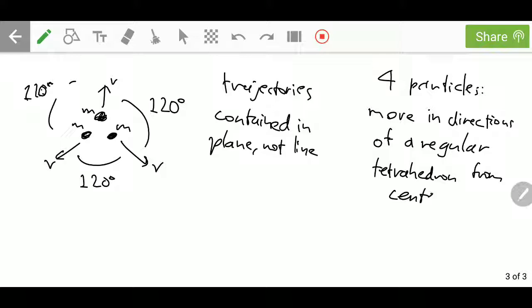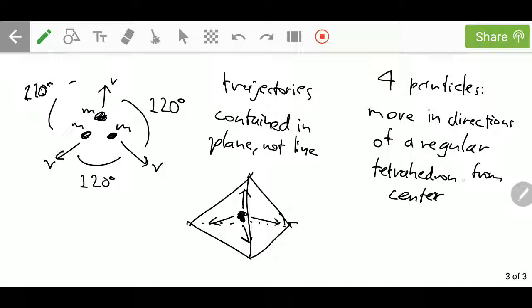So if we have a tetrahedron, which is basically a solid with 4 triangular faces, and if it's a regular tetrahedron, then all of the sides are the same and all of the faces are equilateral triangles. And from a center point, which is inside the tetrahedron, we can have the particles move toward the vertices like this, and it'll be completely symmetric. So if they all have the same mass, then the total momentum is 0. So this is an allowed explosion, but you can see that this motion does not lie in a plane.